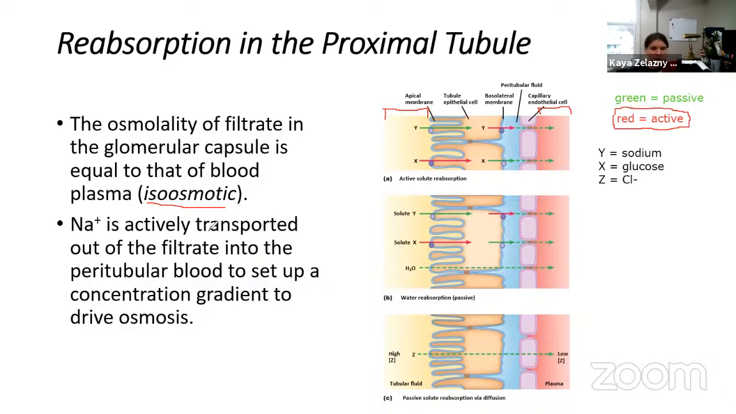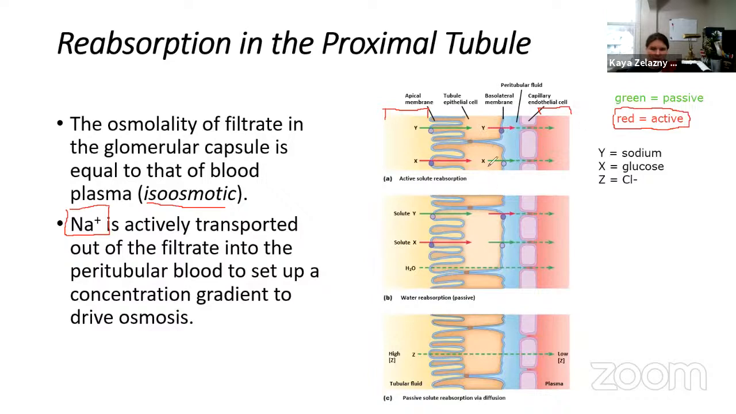What we're going to use in order to get this reabsorption kickstarted is sodium. So sodium is going to be actively transported out of the filtrate into the paratubular blood so that we can set up a concentration gradient that's going to drive osmosis. So basically, we want to be able to suck water through. To do that, we need to move some solutes. So we can see that happening. Told you Y is sodium.